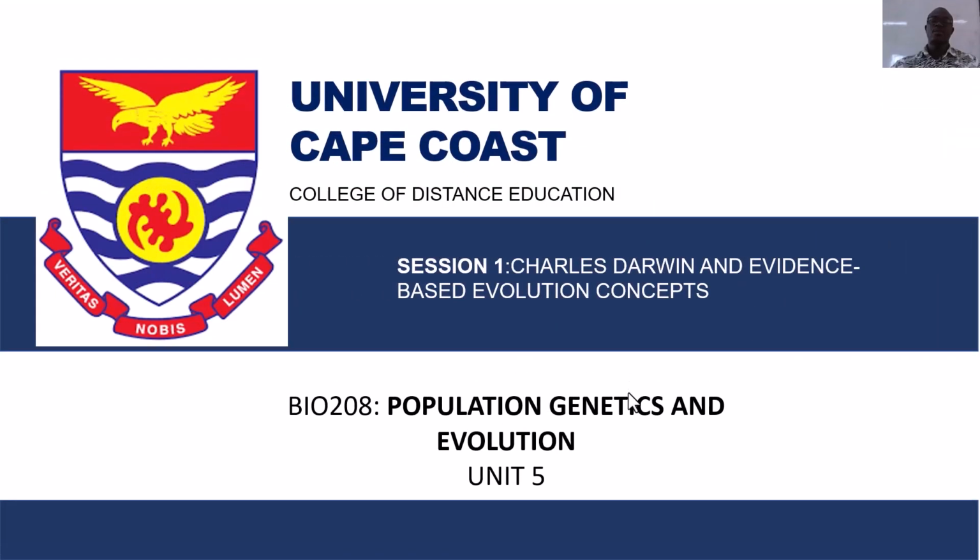Welcome once again to Population Genetics and Evolution, Bio 208, Unit 5, Session 1: Charles Darwin and Evidence-Based Evolution Concept. By the end of this session, you should be able to state the observations made by Charles Darwin in relation to evolutionary change and explain Darwin's deductions and postulates on evolution of populations.